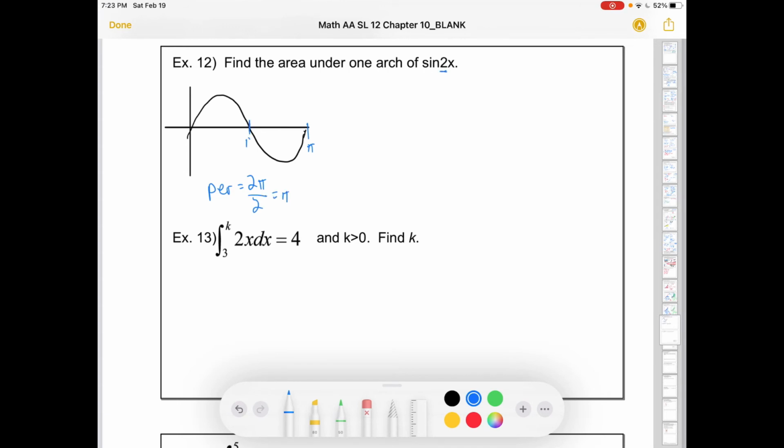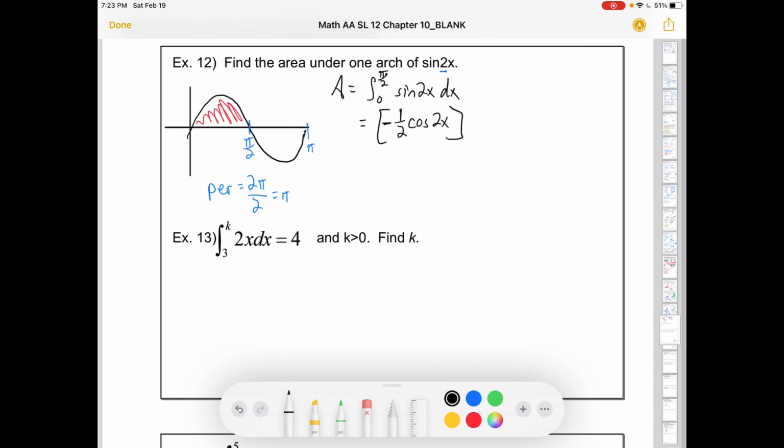So one arch would be this area over here, from 0 to pi over 2. And in this question, we have to generate the integral ourselves. Okay, so the area is going to be this: the integral from 0 to pi over 2 of sine 2x dx. And I have to anti-differentiate. I know that the antiderivative of sine is negative cos x. Here it's going to be cos 2x. And because of that 2, I'm going to have a half here.